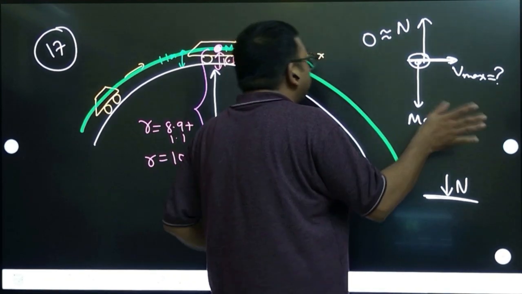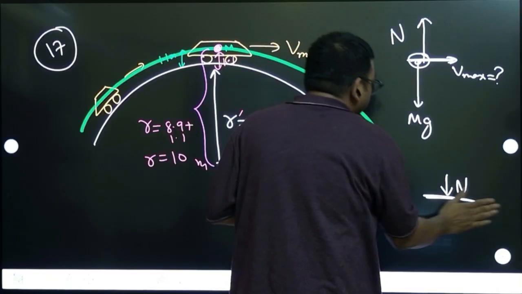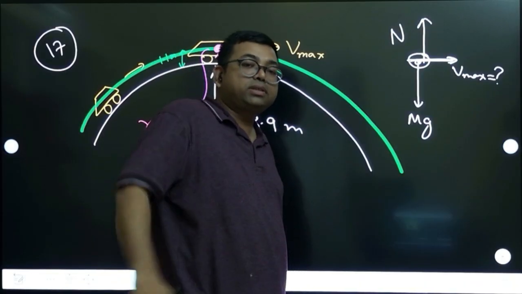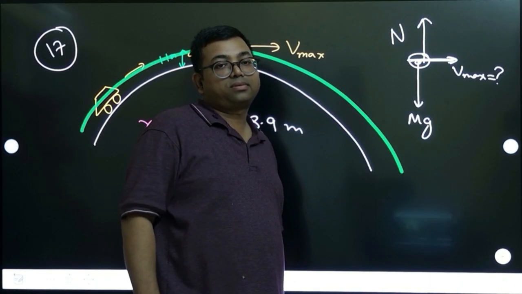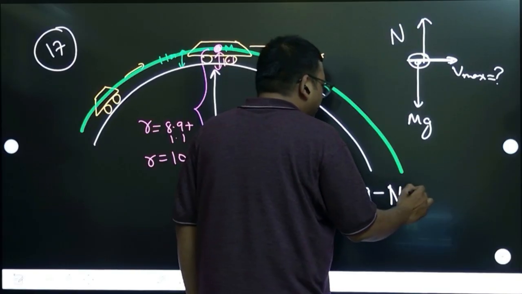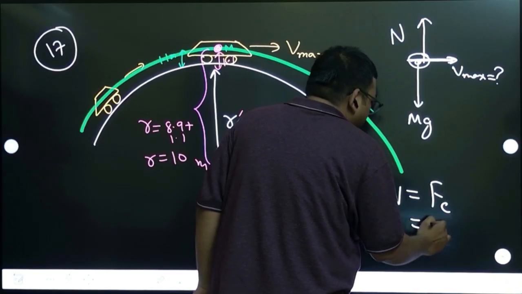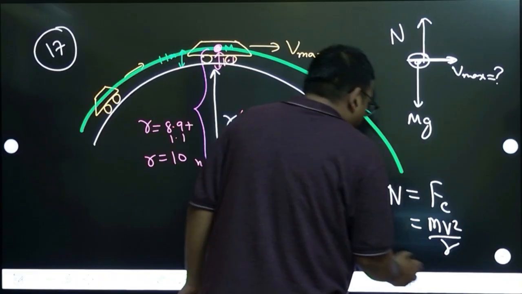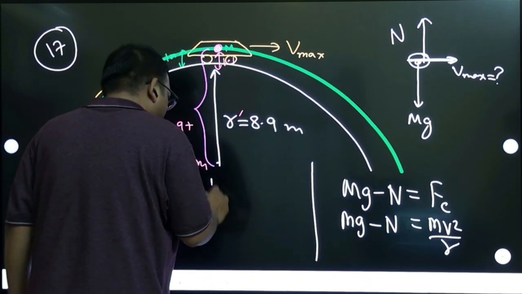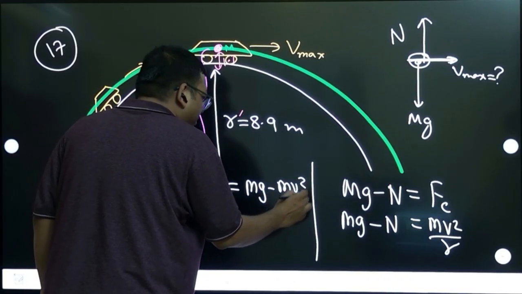See, now I will derive it like this. Let us say some normal is there. Now tell me, what is the total force toward the center? Mg minus N, and this is the net force towards the center, which is the centripetal force. So this will be mv square by radius, correct? Now can you calculate normal from here? Normal will be mg minus mv square by r.